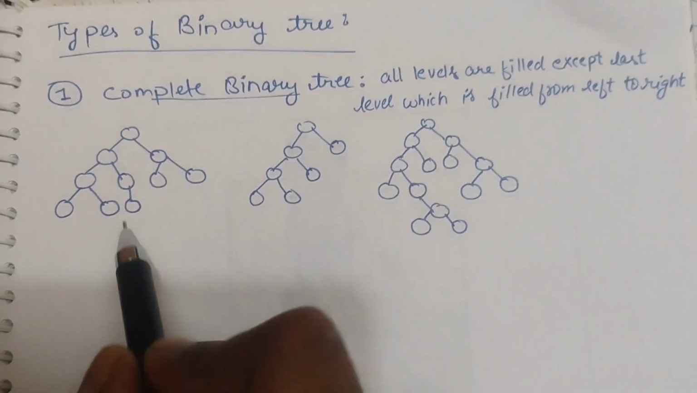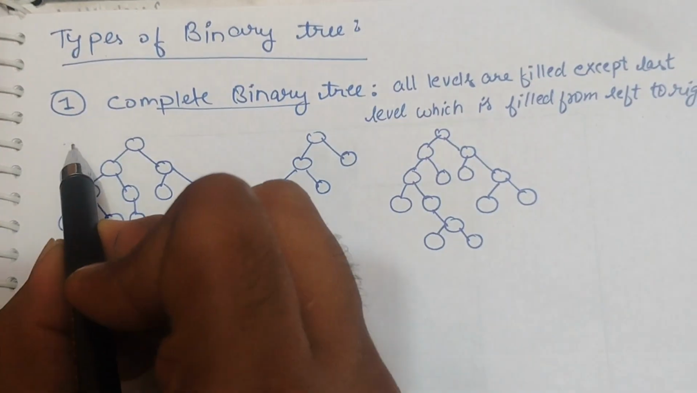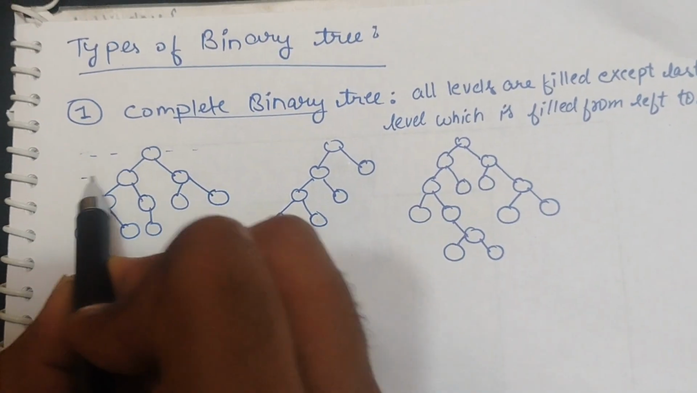In the first example, to determine, we just segregate all the nodes level wise.